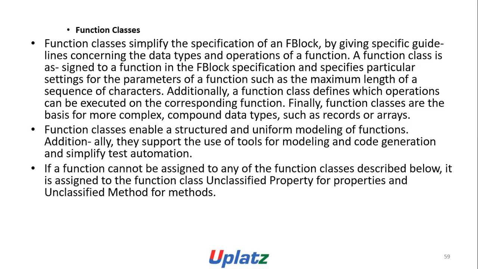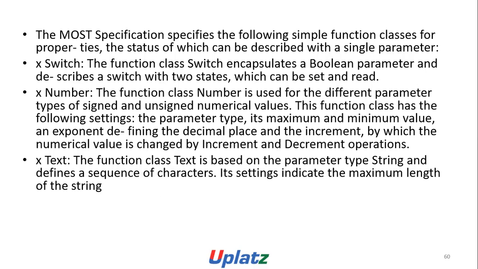If a function cannot be assigned to any of the function classes described below, it is assigned to the function class UnclassifiedProperty for properties and UnclassifiedMethod for methods. The MOST specification specifies the following simple function classes for properties, the status of which can be described with a single parameter. Switch: the function class Switch encapsulates the Boolean parameter and describes a switch with two states which can be set and read.